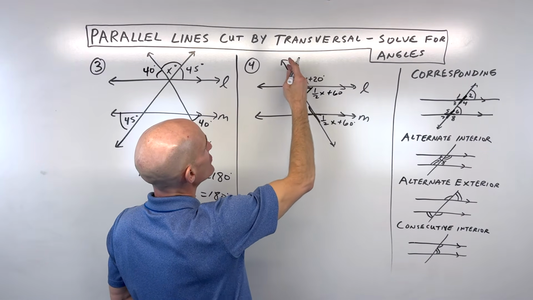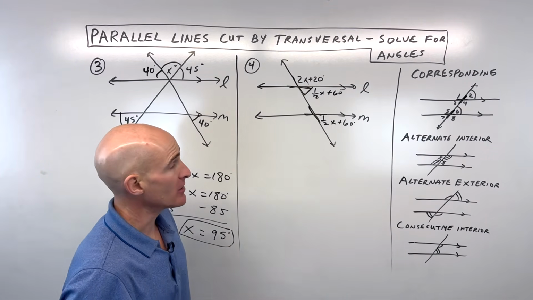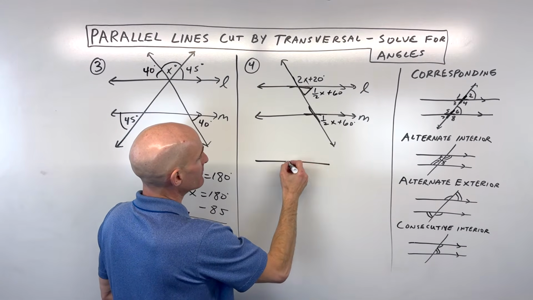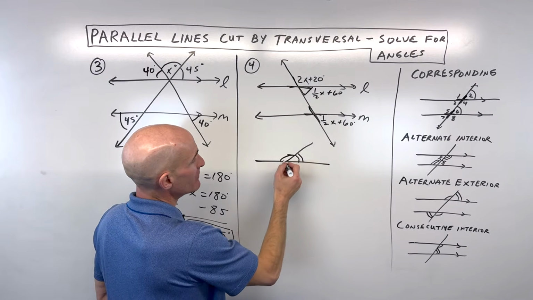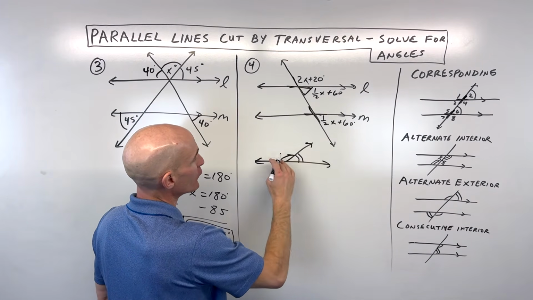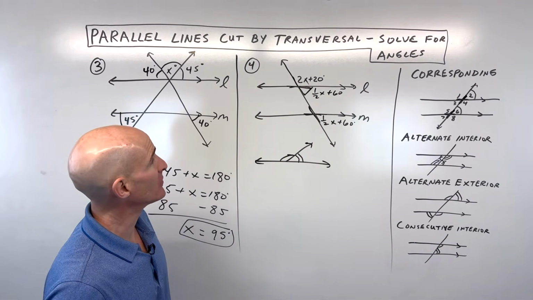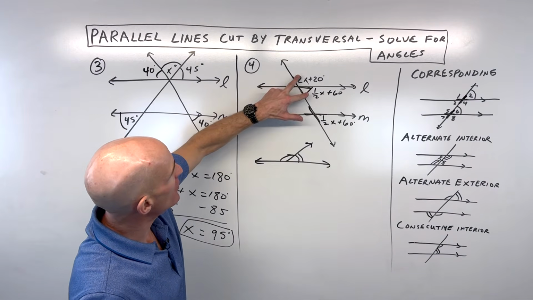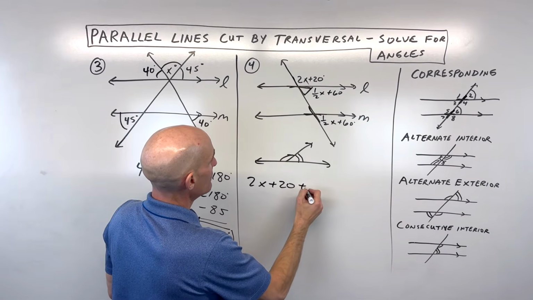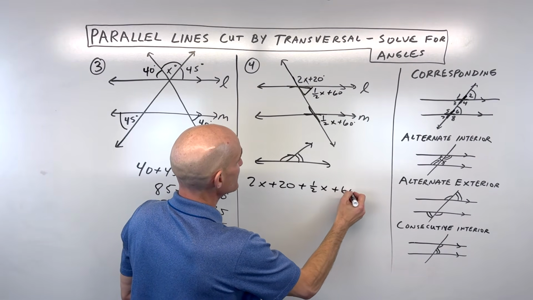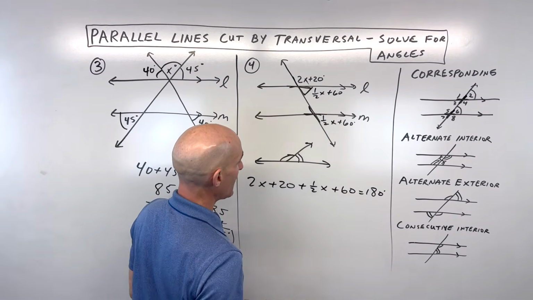And these two angles, you can see they form a linear pair. So linear means like a line, pair means like a pair of shoes, like 2. And those two angles, they're going to be supplementary. They're going to add up to 180. They're going to form that straight angle or that line. So that's called a linear pair. So let's go ahead and make an equation. Let's see, we've got 2x plus 20 plus 1/2 x plus 60 is equal to that straight angle 180.